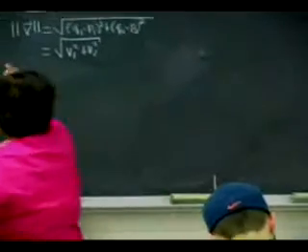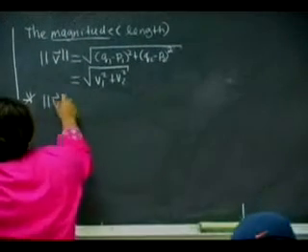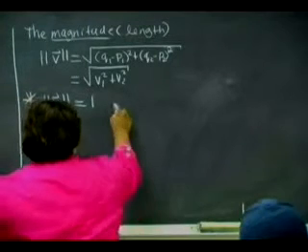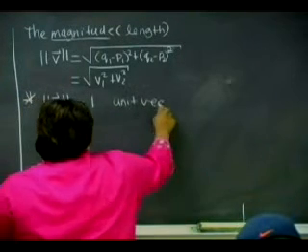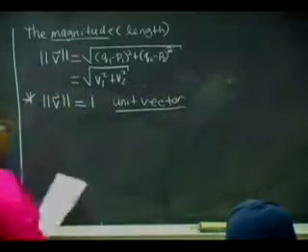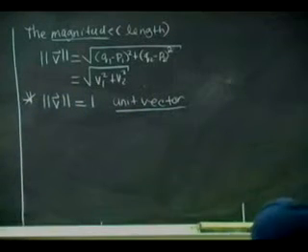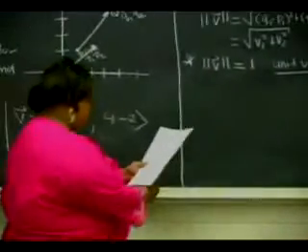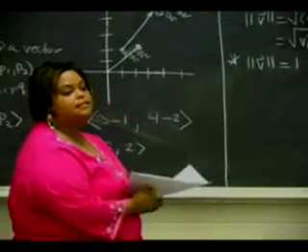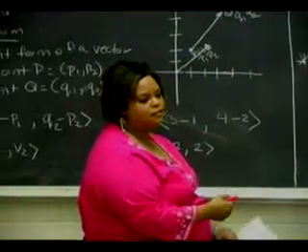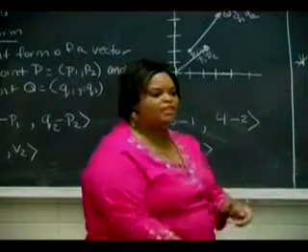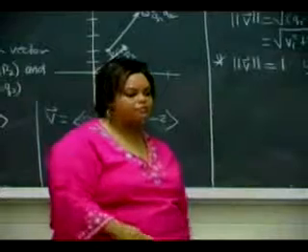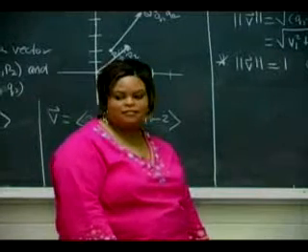Now, as a note, if the magnitude of this vector is 1, then this is a unit vector. If the magnitude is 1, then we have a unit vector. Okay? I still don't know why we're putting in 2 lines. All that means is that we're finding the length. That's the short notation for finding the length or the magnitude.